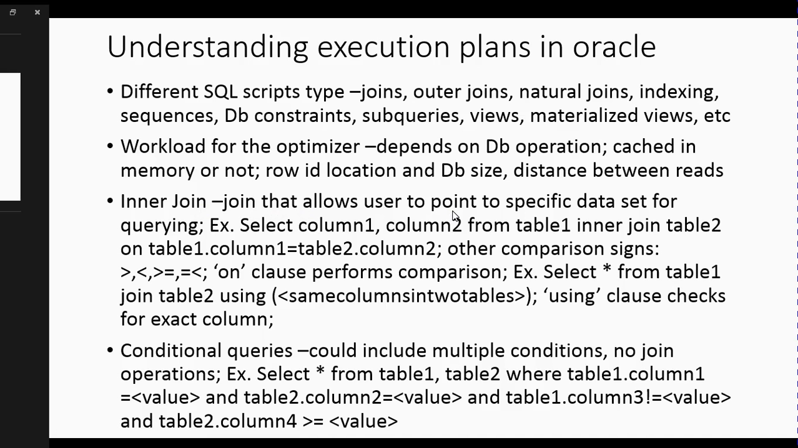data. Okay, so I'm going to go into query number one. Let's say you want to query table 1 and table 2. It's column 1, column 2. So what you do is you put from table 1 inner join table 2 on table 1 period column 1 equals table 2 column 2.